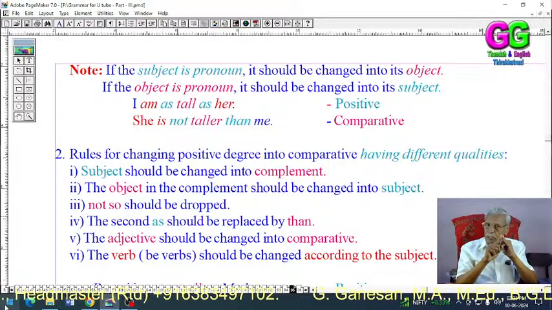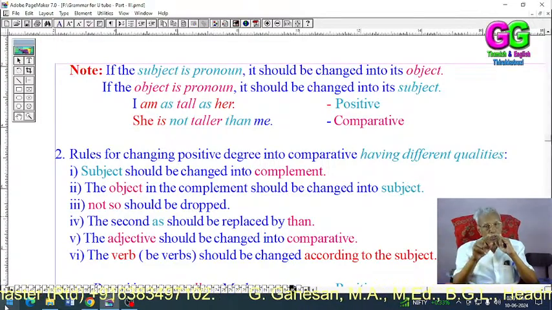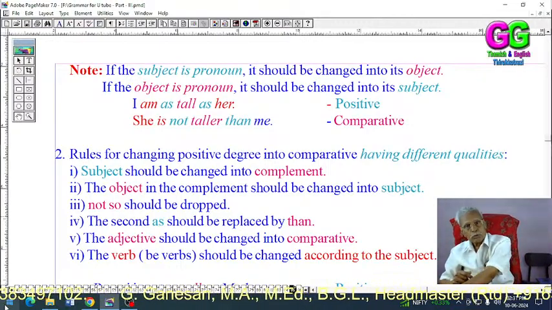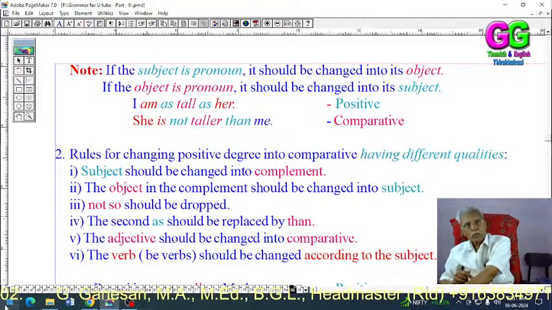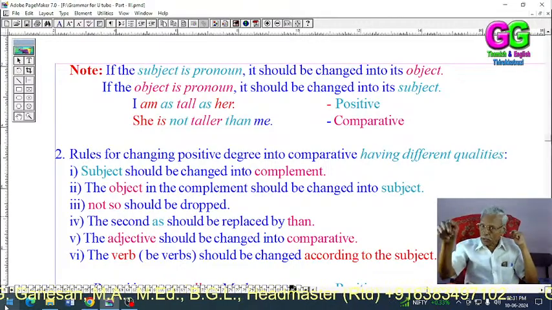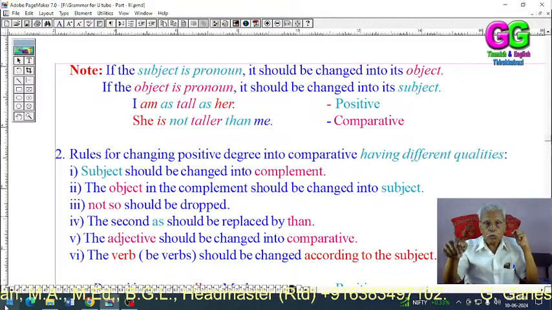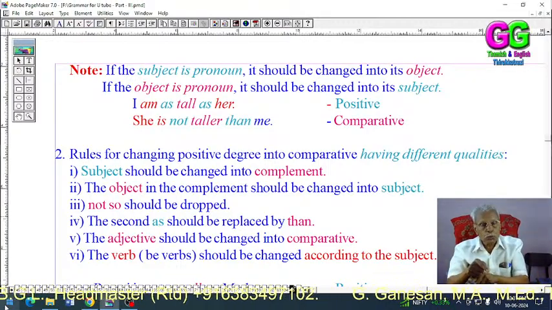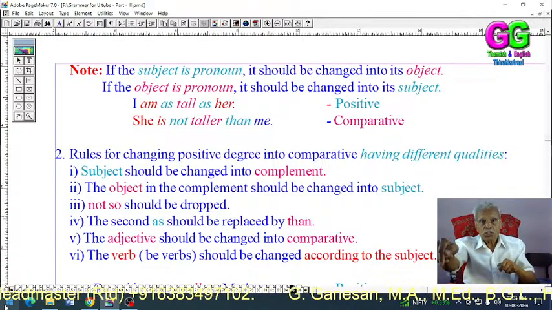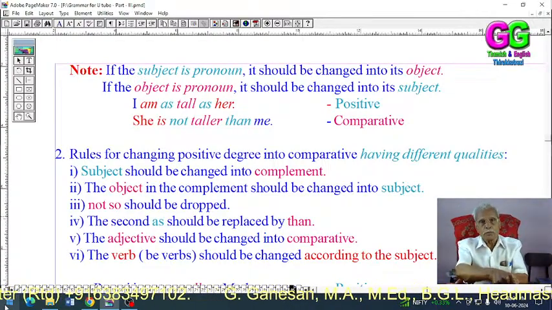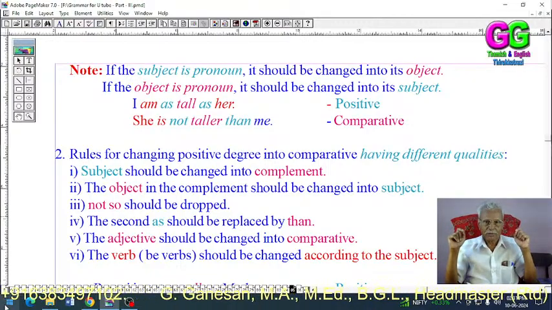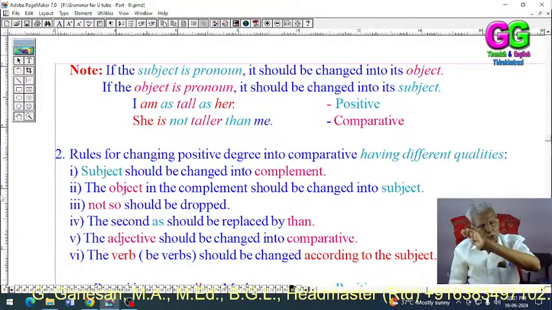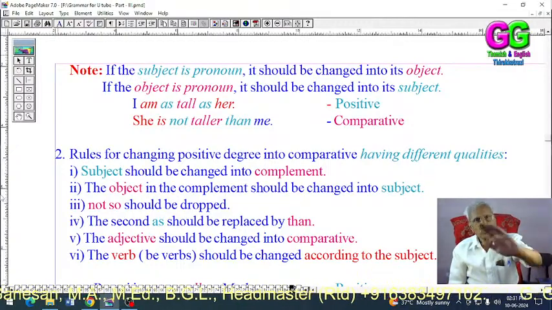The subject in the positive degree should be changed into its object and brought to the position of the complement. And the pronoun occupying the position of the complement should be changed into its subject and brought to the first position. That's all. The other things should be done as we did earlier.